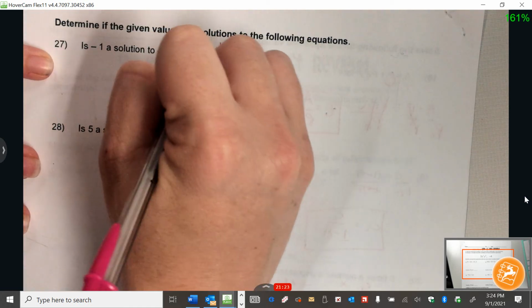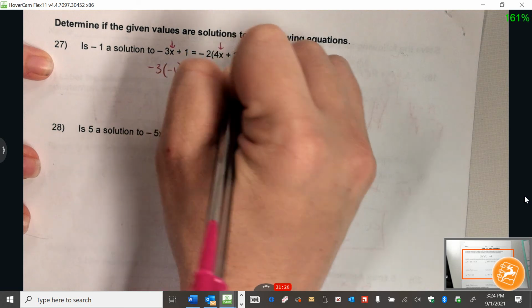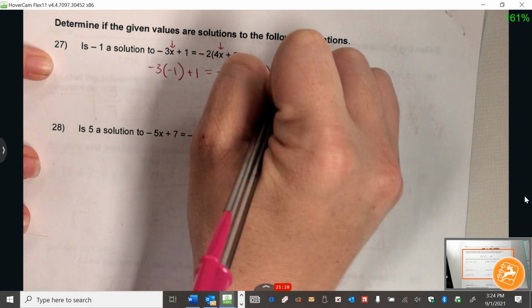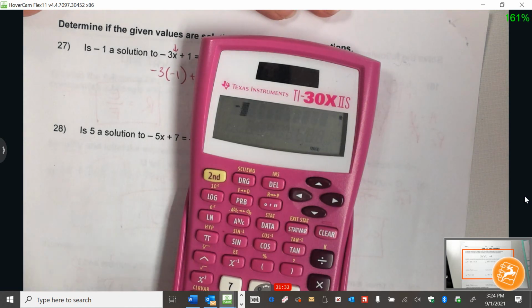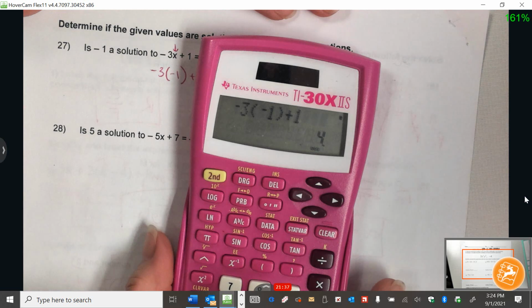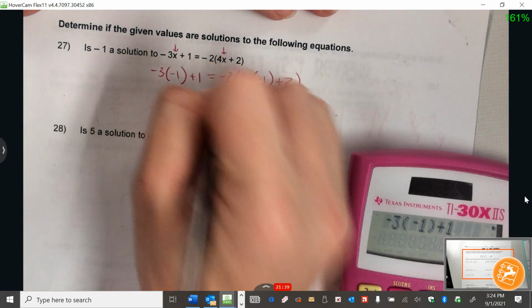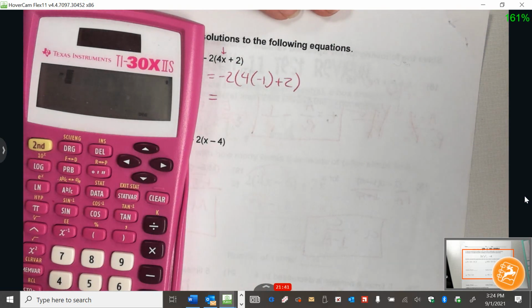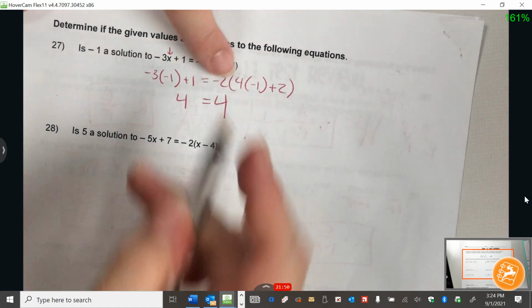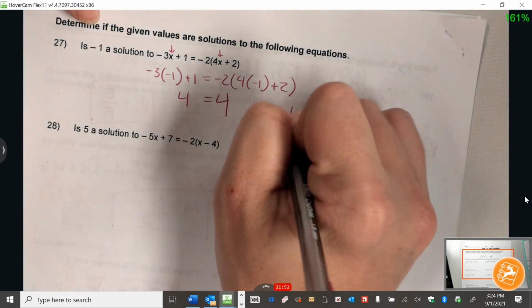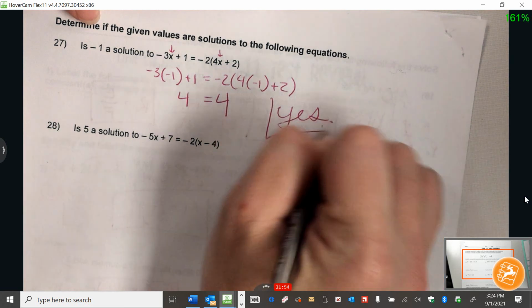Negative 1 plus 1 equals negative 2, 4 times negative 1 plus 2. And I'm going to type the left side of the equal sign. So negative 3 parentheses, negative 1 parentheses, plus 1. So that equals 4. And then I'm going to type the right side. Negative 2 parentheses, 4 parentheses, negative 1 plus 2 equals 4. 4 does equal 4, which means it's true, which means yes, that is a solution.